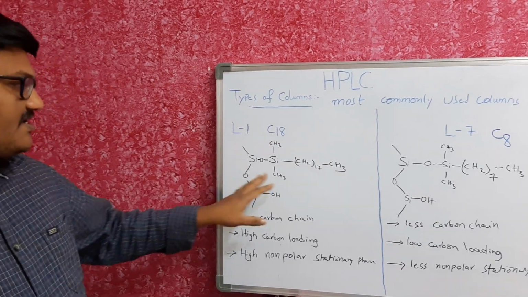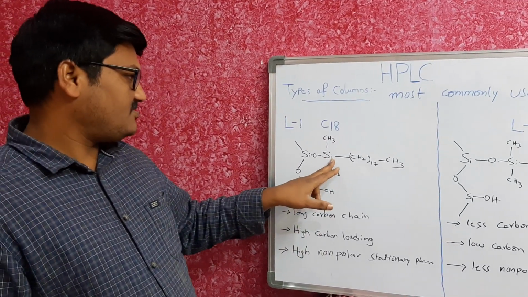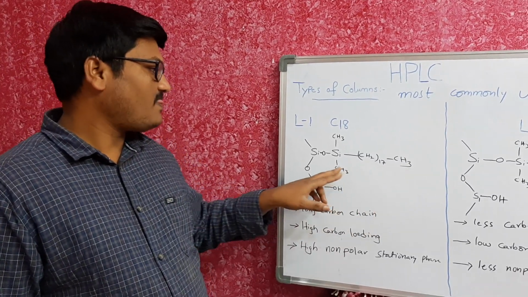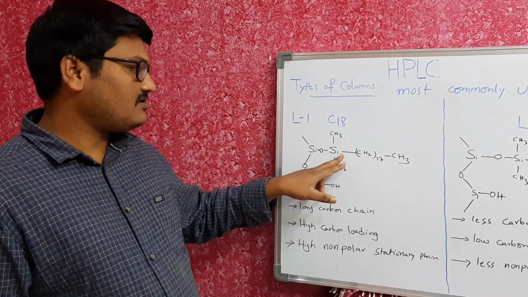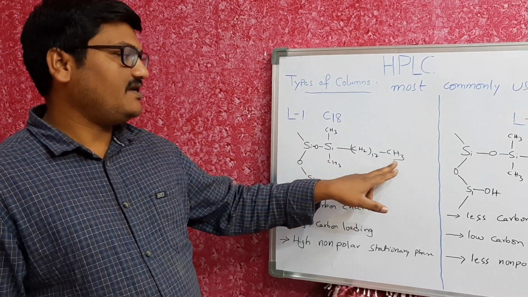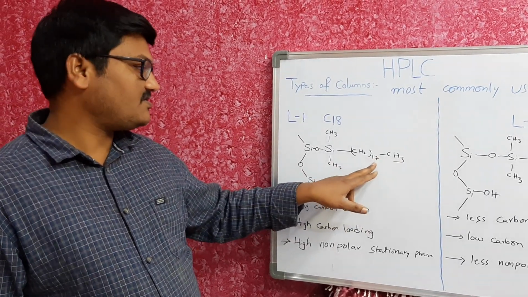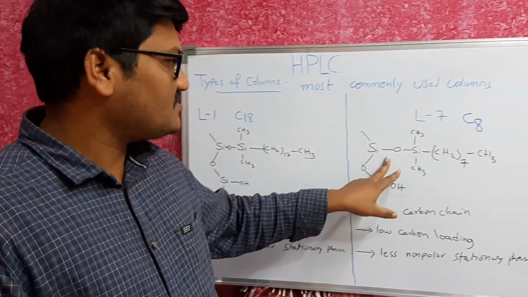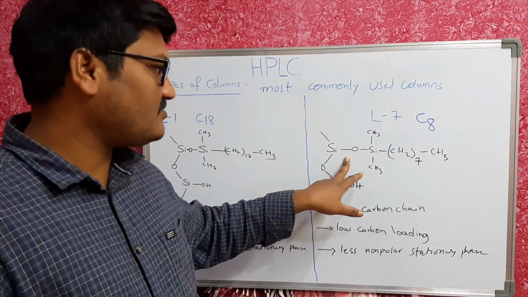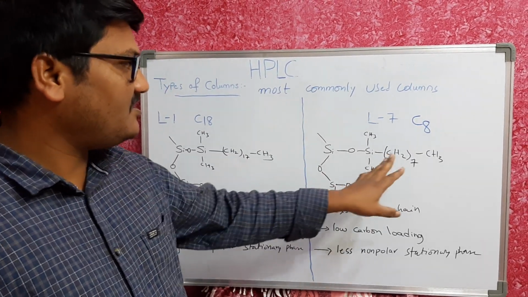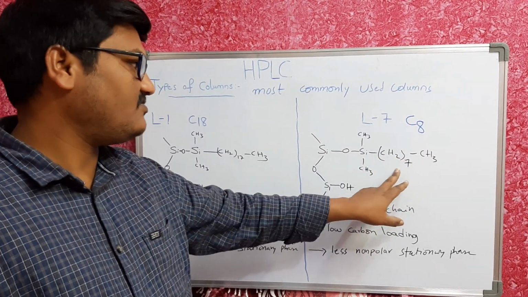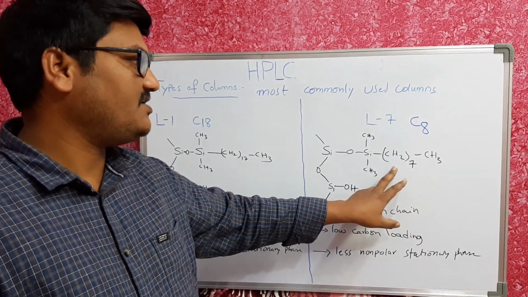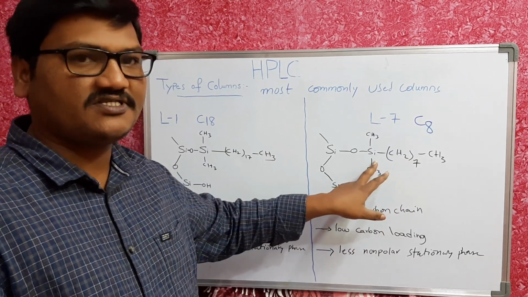The stationary phase contains silanol groups with C18 carbon chain. Silanol group contains C18, 18 number of carbons attached to the silanol. C8 columns, when compared to the C18, here carbon chain is very less. Here only 7 plus 1, 8 carbons attached to the silicon.